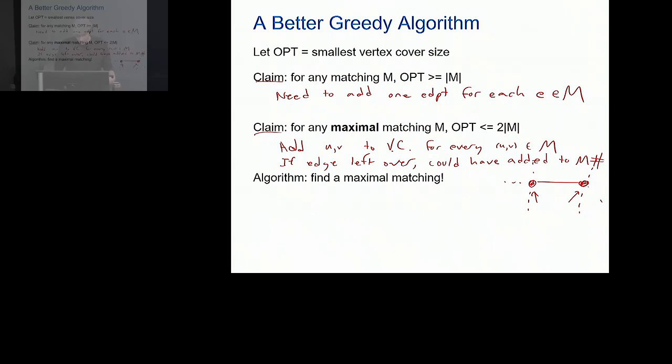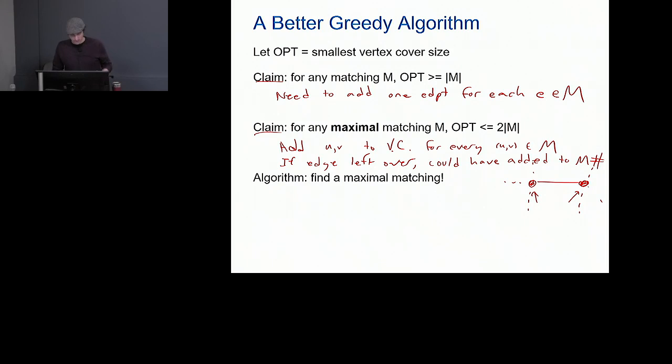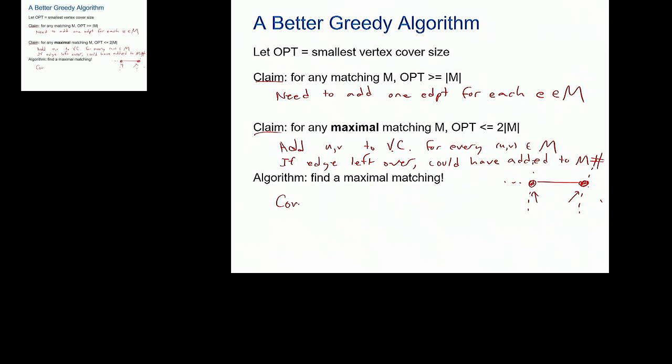So these two claims tell us an algorithm. I said for any matching, since I need to cover that edge, the vertex cover has to be at least the size of that matching. And if I take a maximal matching, then the optimal vertex cover is at most twice that size. Here's an algorithm: find a maximal matching and throw both of the endpoints into the vertex cover. So compute a maximal matching M, and add all matched nodes to the vertex cover.